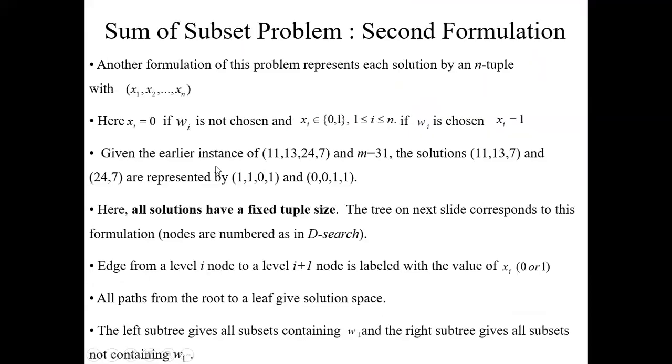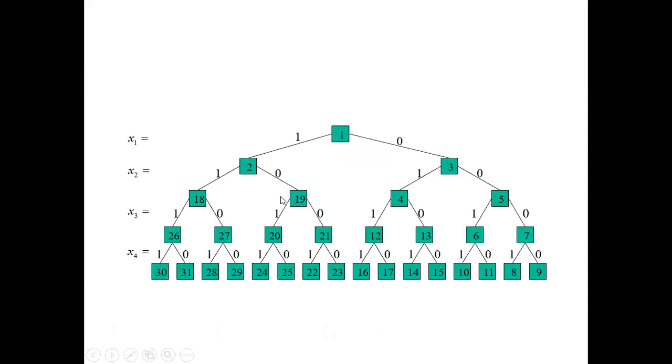The second way could be, we'll see that later. The second way could be that we are either picking an item or not picking an item. So how will the answer come in a tuple for this? Instead of representing it this way 11, 13, 7 or 24, 7, we are representing it in fixed tuple. The item which is not picked becomes 0, otherwise it is 1. So whenever at the root node I am picking an item, the left subtree will consider the item picked, the right subtree will consider the item not picked. X1 is equal to 1, X1 is equal to 0. So this is how this tree is being built.